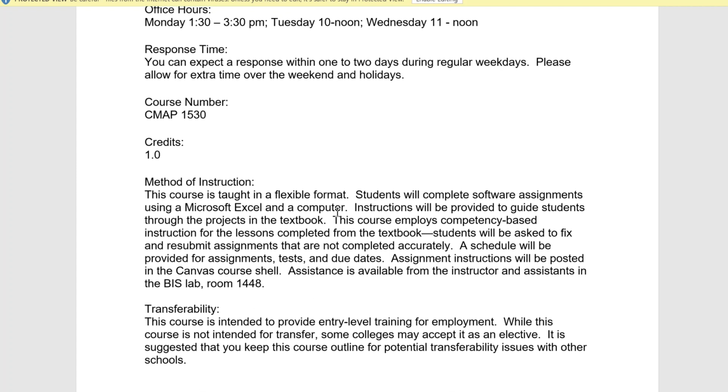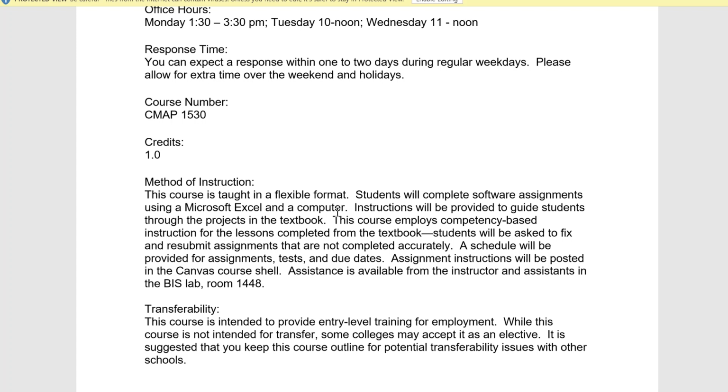Next is the method of instruction for the course. Because it's in a flexible format, what that means is you will get assignments delivered to you through Canvas. You will work through a book that is a guide, and I will give you lots of extra information about the homework that you're doing, and I will give you lots more instruction. So you'll have to pay attention to my instruction sheets as you get going through the chapters.